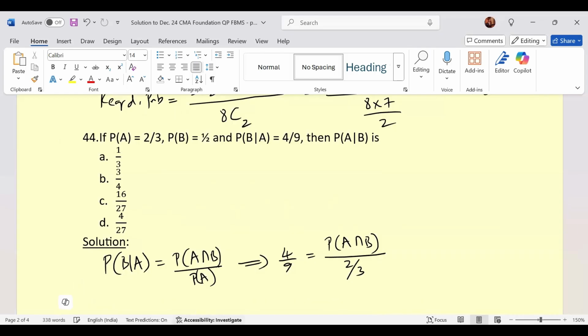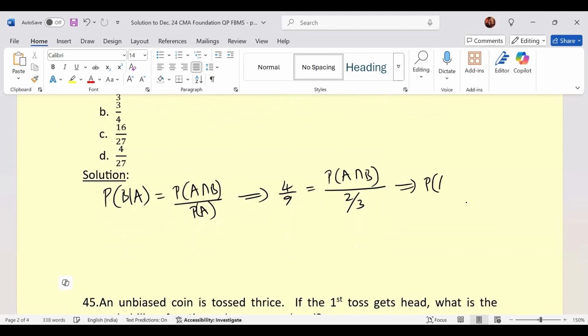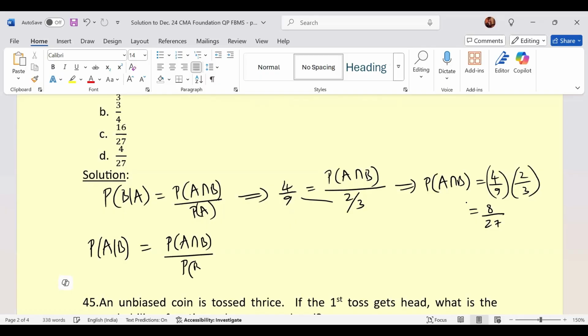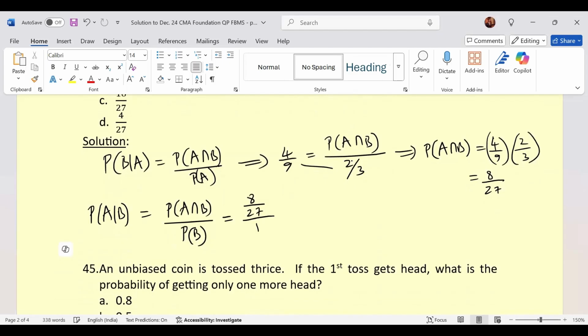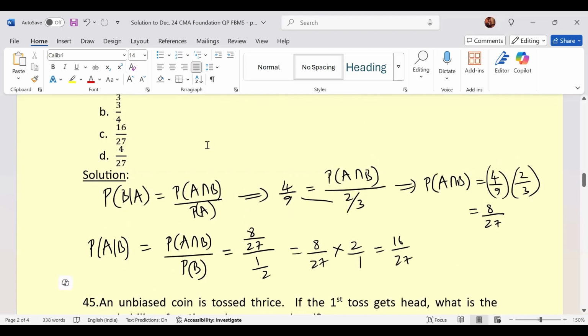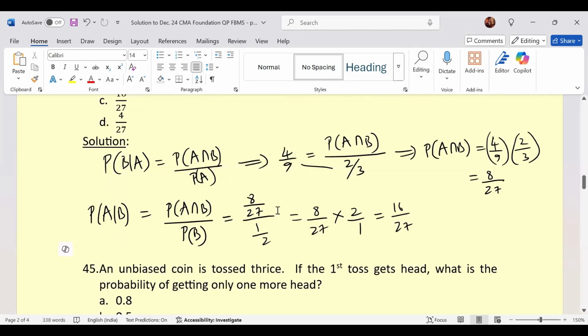So we can find out from this the probability of A intersection B by cross multiplying these two: 4 by 9 multiplied by 2 by 3. That will give us 8 by 27. Now we need to find out what is probability of A given B. That will be probability of A intersection B divided by probability of B. Probability of A intersection B we just calculated, it is 8 by 27. Probability of B is 1 by 2. So this will give you 8 by 27 into 2 by 1, which will be 16 by 27. So that is our option C. Let us move on to the next.